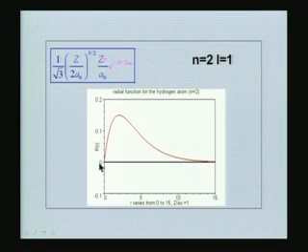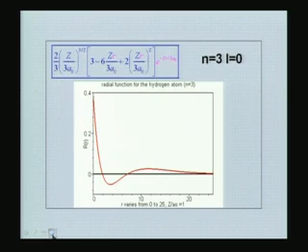The graphical representation is that there is a maximum and then it goes to 0. Nowhere does it become 0 for any value of r in between 0 and infinity. There is no node in between.